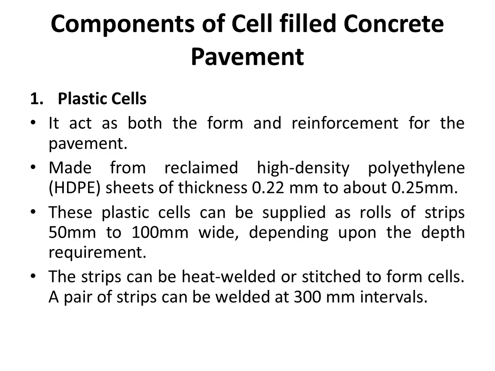Now we are moving on to the components of the self-filled concrete pavement. The first one is plastic. It acts as a form and also as a reinforcement for the pavement. It is made up of reclaimed high-density polyethylene sheet of thickness 0.22 mm to 0.25 mm. These plastic cells are supplied as rolls of strips 50 mm to 100 mm wide depending upon the depth of the requirement. The strips can also be heat welded or stitched to form cells.